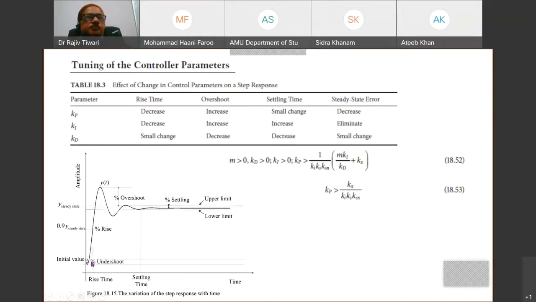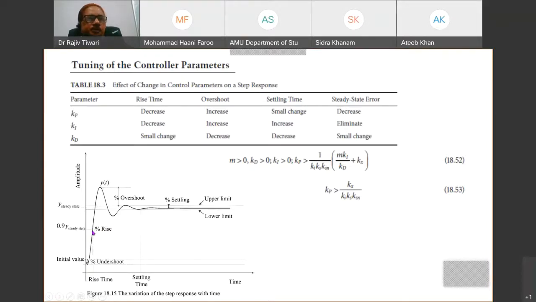Another one is when we are applying a sudden load, when it is reaching 90% of the steady state. It is reaching in a time which is called rise time. So it is reaching 90% of its original position in this time duration. That is also an important key, the rise time, and that also can be adjusted based on the Kp, Ki and Kd.